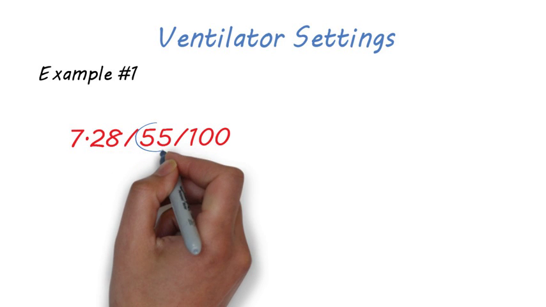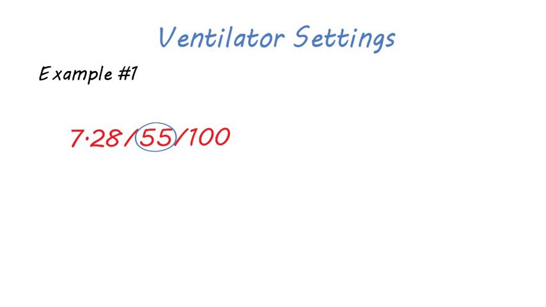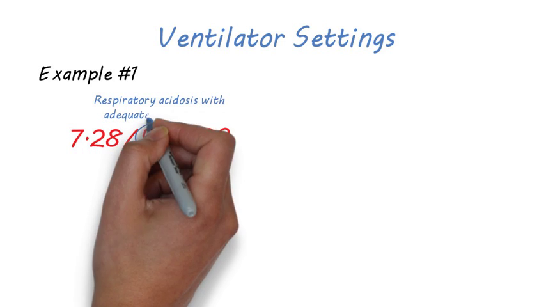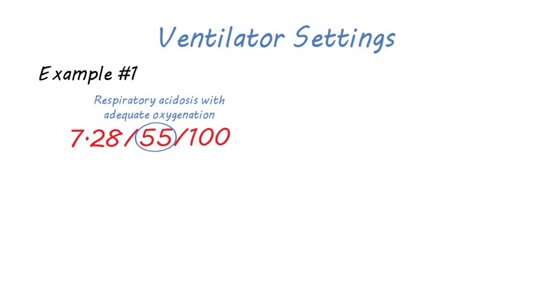At 7.28, the pH is acidotic. Next, we look at the carbon dioxide level, which is elevated, 55 from a normal value of 40. We know that this is likely contributing entirely or in part to our patient's acidosis. The PaO2 is 100, which is acceptable and does not require adjustment at this time. We conclude that our patient has a respiratory acidosis with adequate oxygenation.